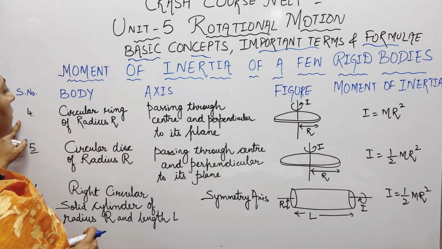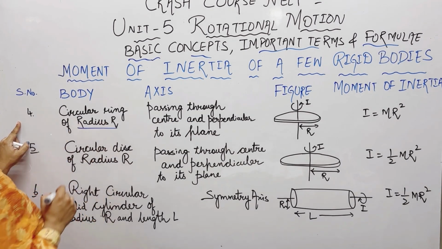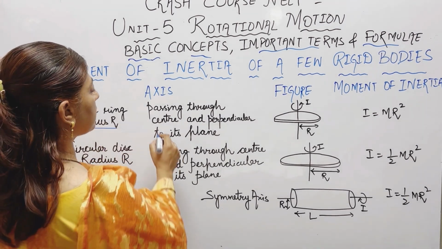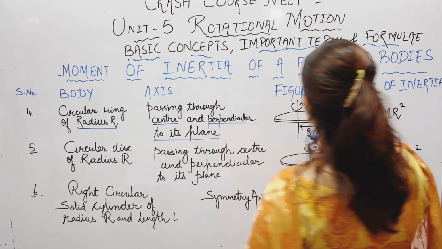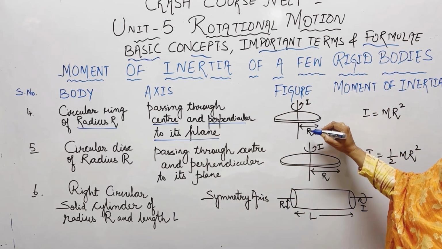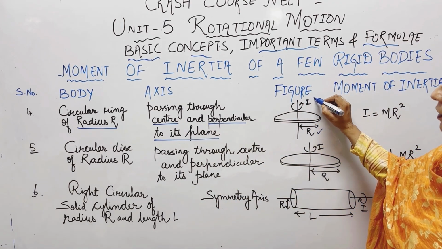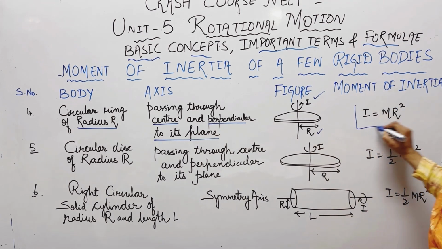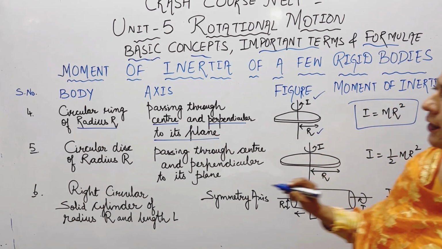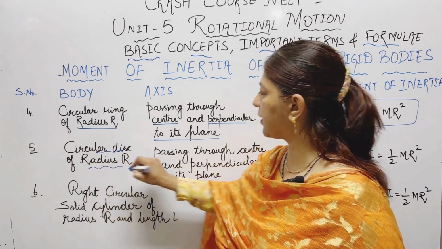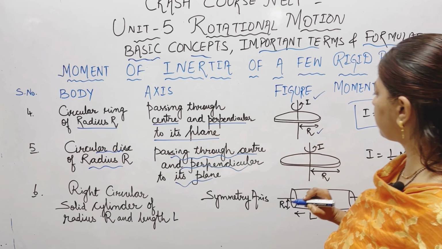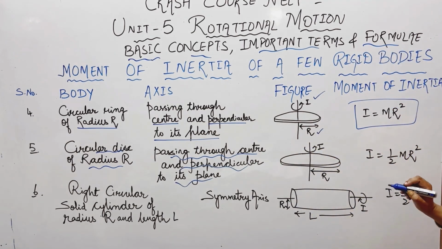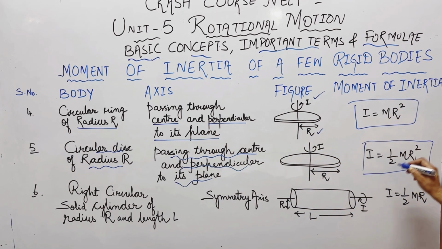Next point is about the circular ring having radius r, and the axis is passing through the center and perpendicular to its plane. So in this case, this is the circular ring, r is the radius and I is the moment of inertia, and this is given by m r square. Next is the circular disk of radius r, and here the axis is passing through the center and perpendicular to its plane. So this is the figure for the same, and the moment of inertia is given by half m r square in the case of a circular disk.